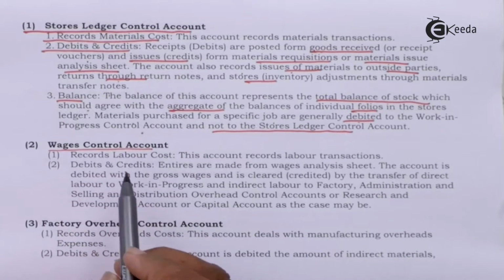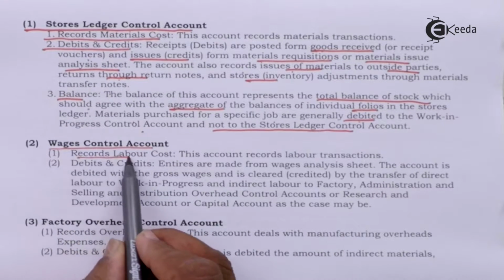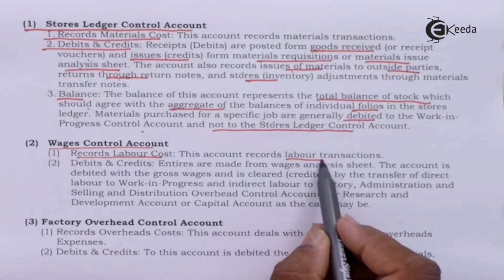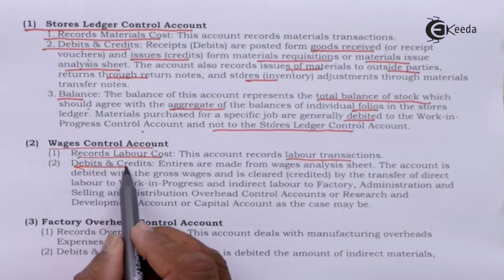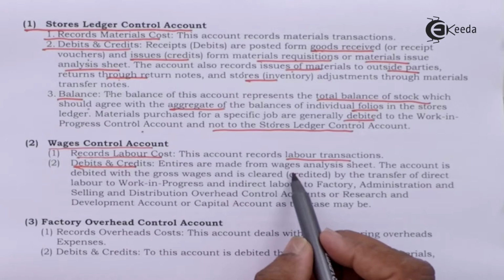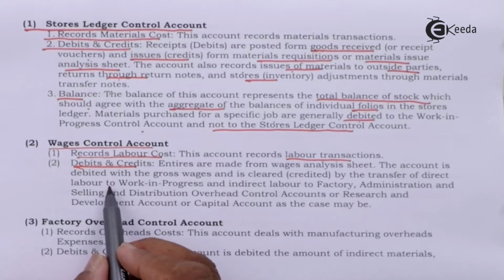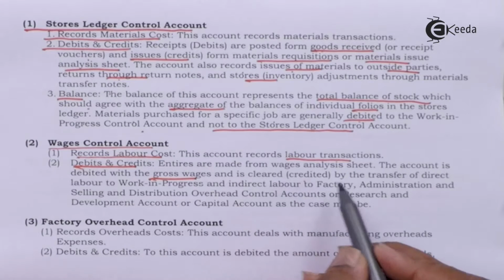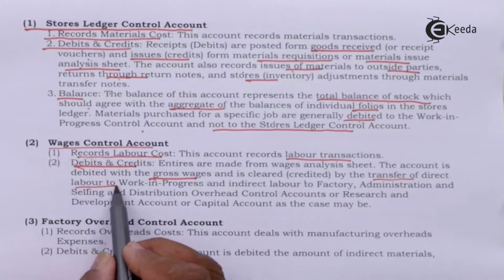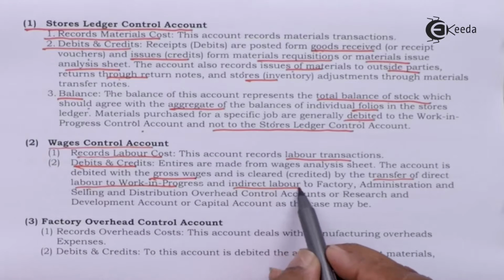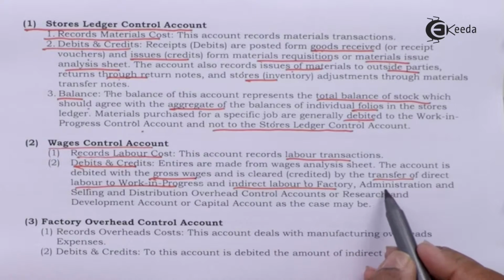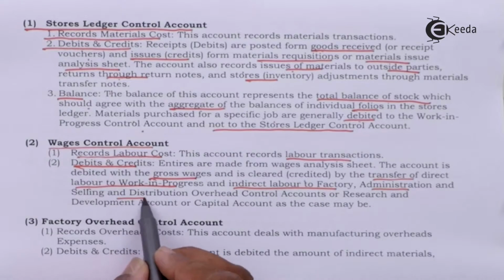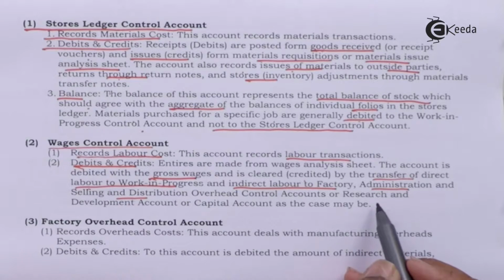Wage control account records labor cost. This account records labor transactions. Entries are made from wage analysis sheet. The account is debited with gross wages and is credited by transfer of direct labor to work in progress, and indirect labor to factory overheads, administration overheads, selling and distribution overheads, as the case may be.